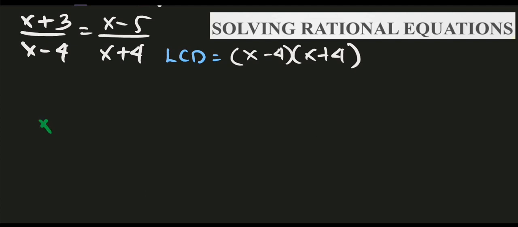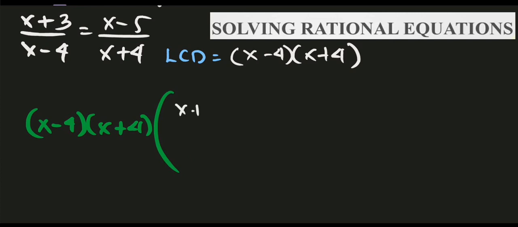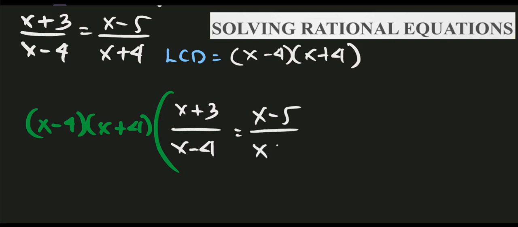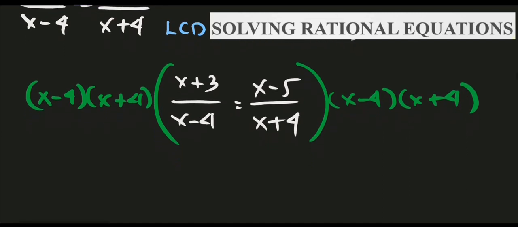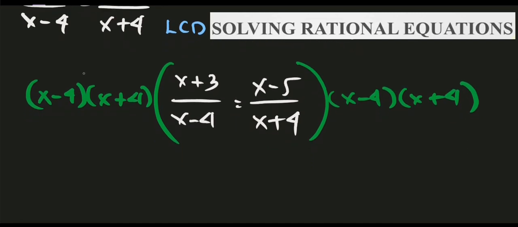Therefore, it will give us x minus 4 times x plus 4 times our expression x plus 3 all over x minus 4, that is equals to x minus 5 all over x plus 4. And multiply it again to x minus 4 times x plus 4. And let's distribute the values of our LCD. So since we have this common factor, x minus 4 and another x minus 4, it will allow us to multiply x plus 4 to x plus 3.